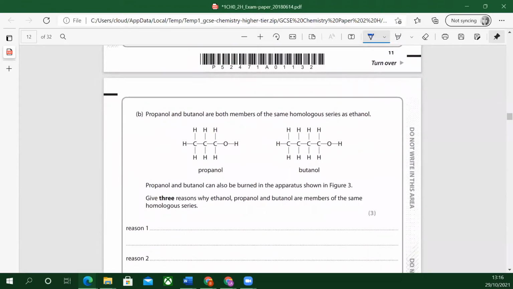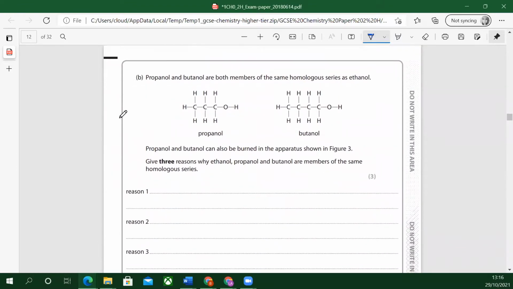Okay, next one. Propanol and butanol are both members of the same homologous series as ethanol. Don't worry if you can't say that. You never have to say it, just read it. Okay, propanol and butanol can be burned in the apparatus shown in figure 3. So they can also burn in a spirit burner. They're also alcohols. Not the sort of type we drink, the ones that you burn as fuel. They'd actually be very, very poisonous.